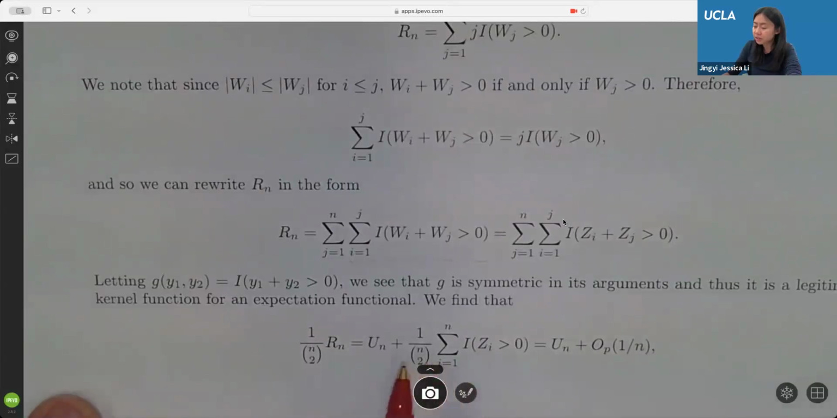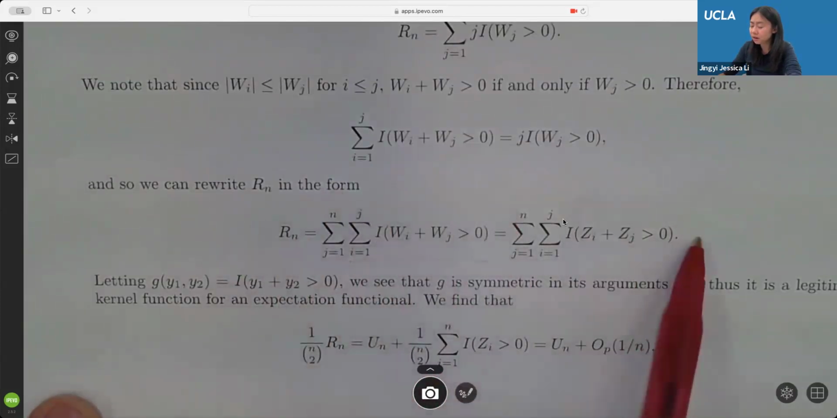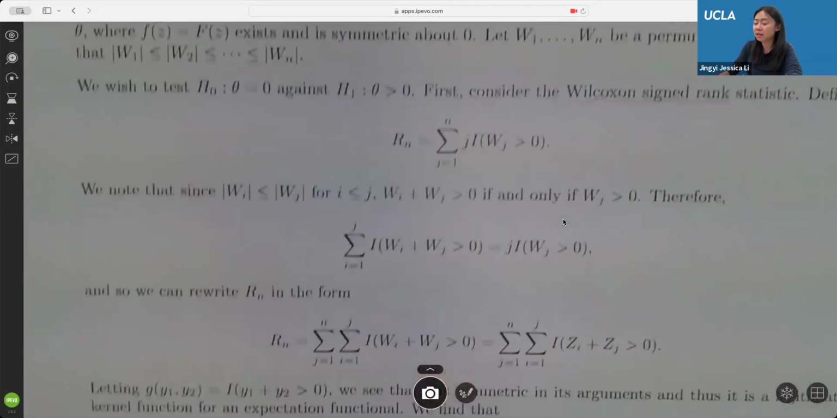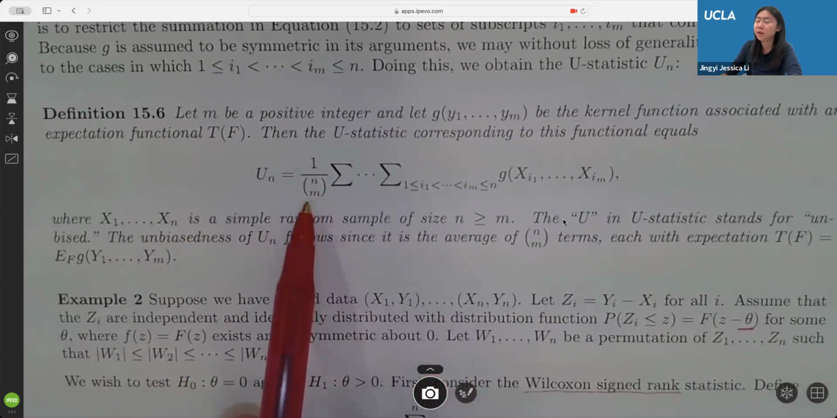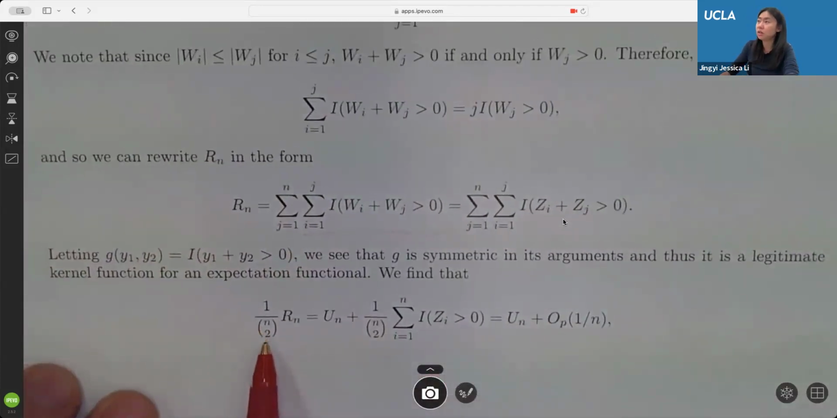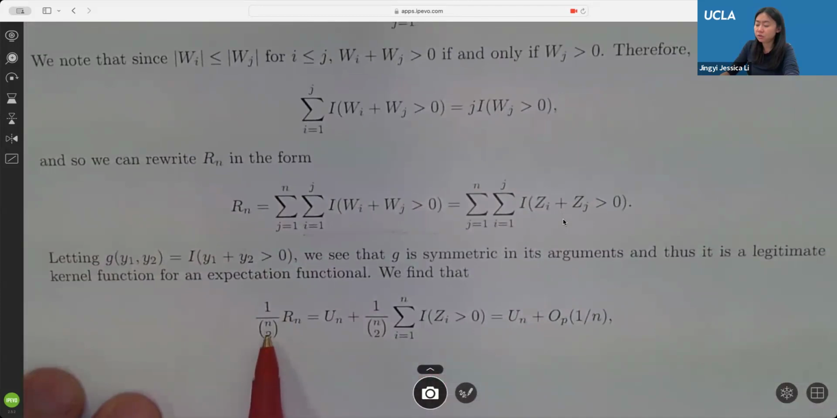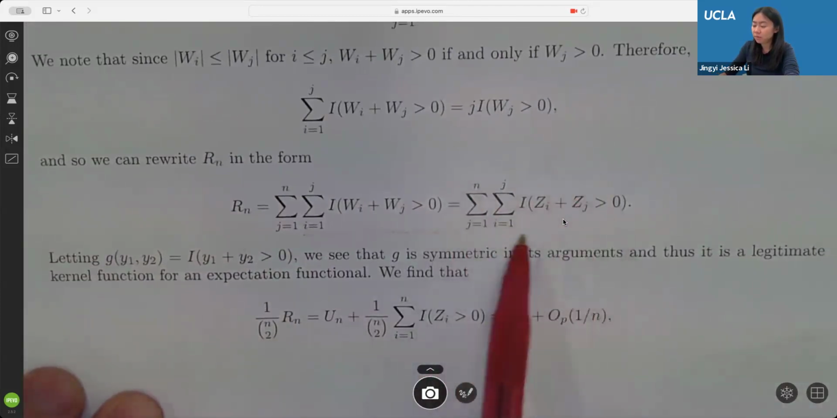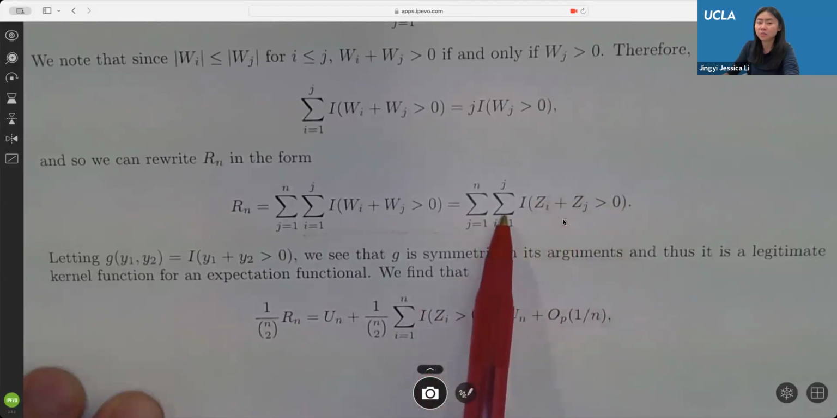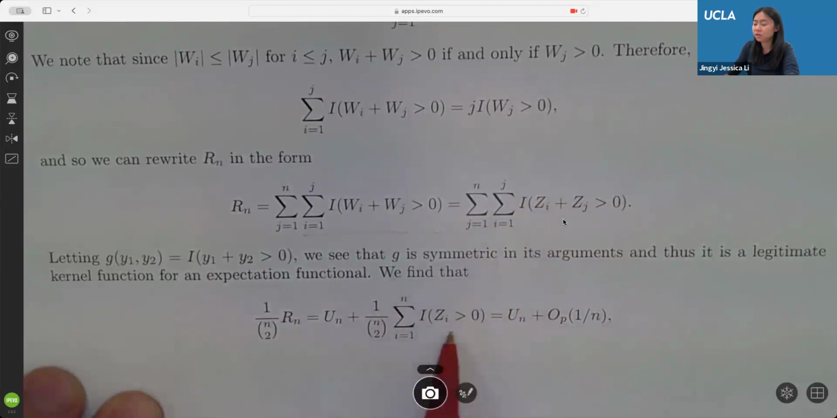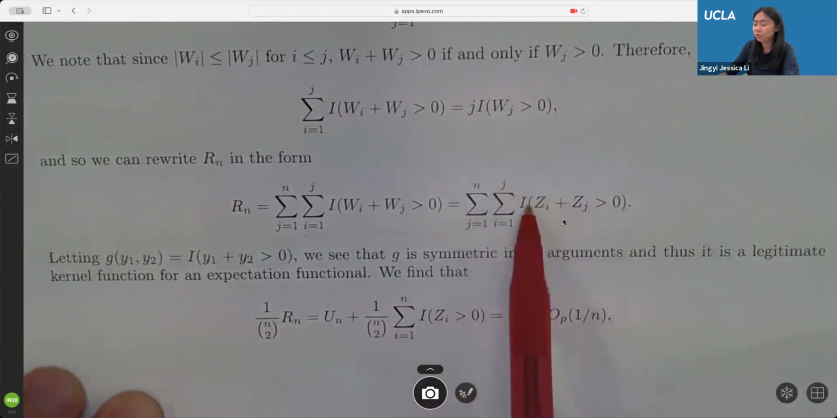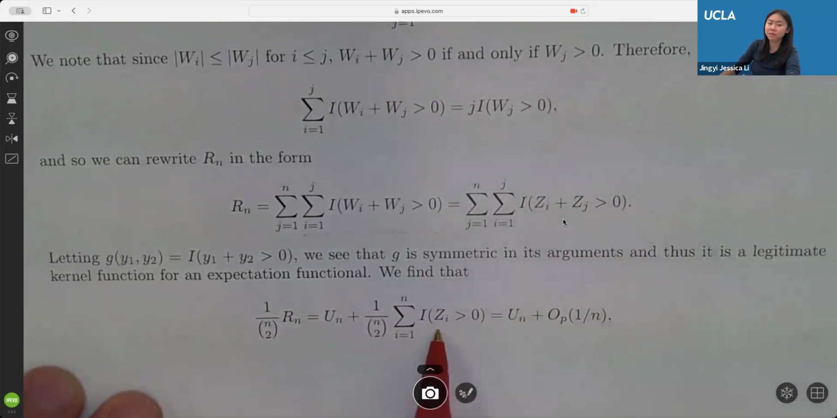So essentially, I'm trying to rewrite this Rn as a U statistic plus something. But please note that in the U statistic, we need to divide by the number of combinations, n choose m. But Rn doesn't have that division, so we introduce the division here. So Rn divided by n choose 2 is two parts. One part is just Un, right? When they are not equal. And another part is the identical ones, i equals j. So we need only a single sum there. And for that, because i equals j is i from 1 to n, two copies of Zi greater than 0, so it's equivalent to Zi being greater than 0.